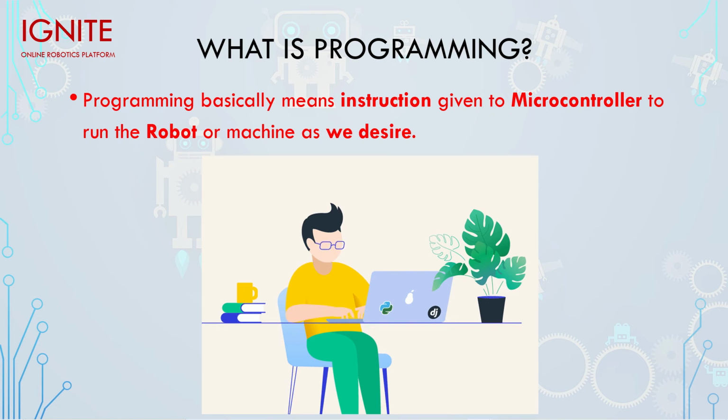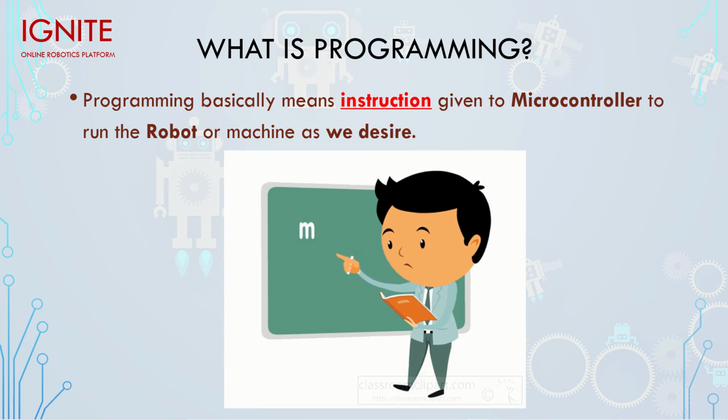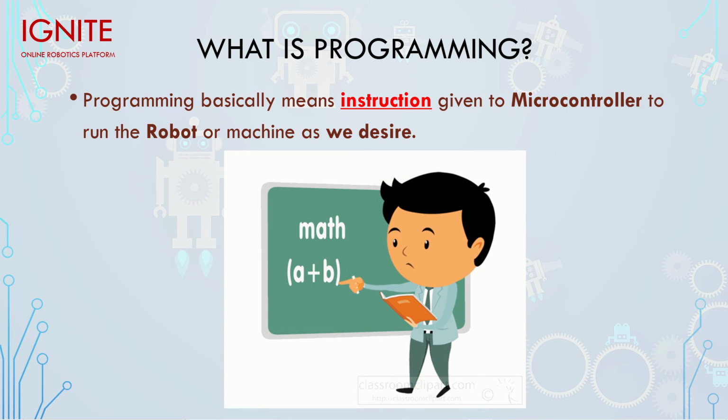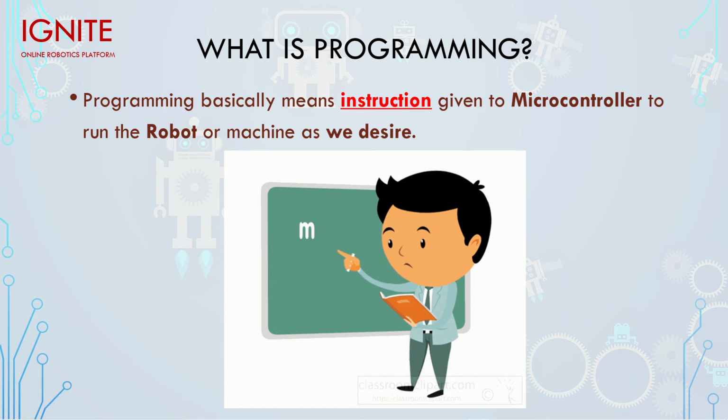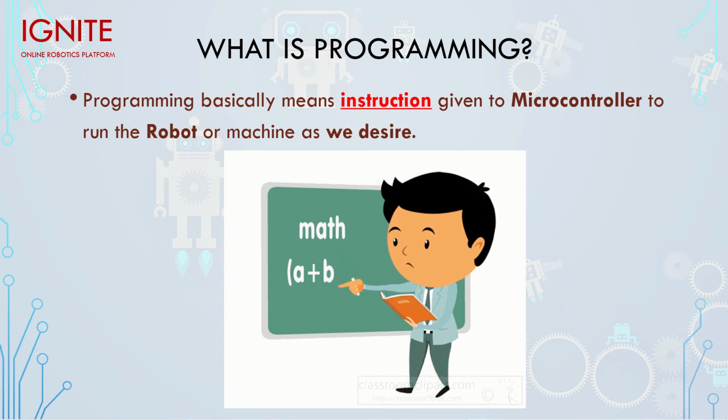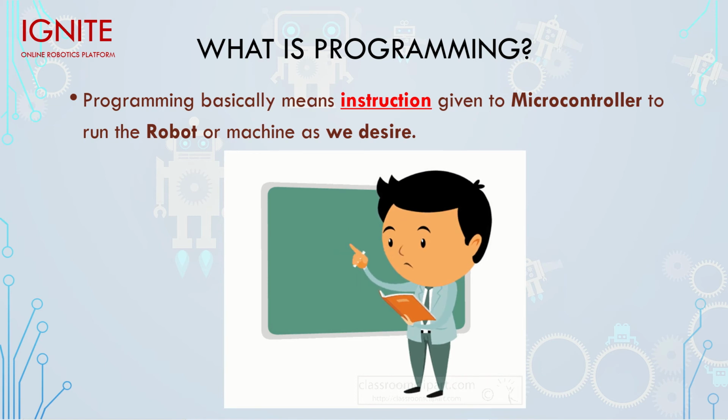Like I am giving you instructions, in the same way programming is also nothing but instructions which you give to your robot to do your desired work. Like a teacher like me, I am teaching you something, or a maths teacher teaching you A plus B equals something. What he is doing is giving you instructions, and those instructions work as programming for your mind. So instruction is nothing but a programming which gives you the command to do some work in some particular pattern.